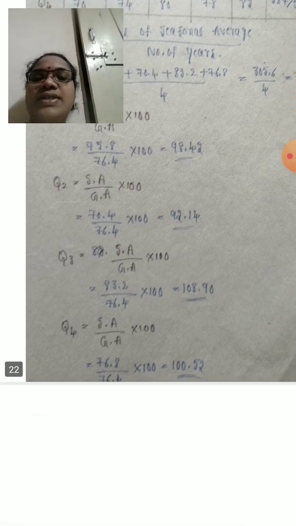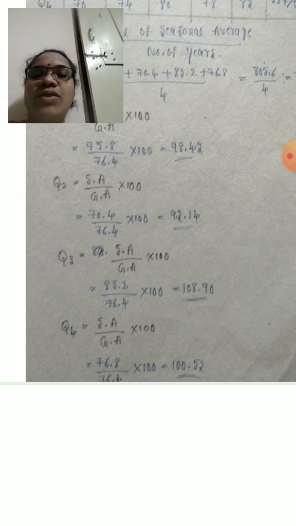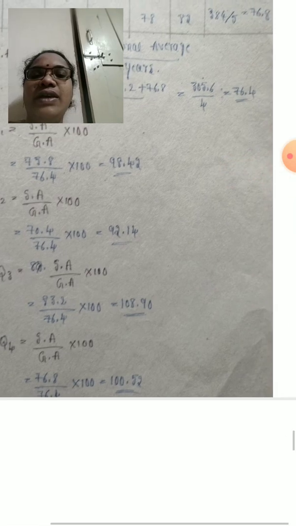Next, Q3 is seasonal average by gross average into 100. Seasonal average 83.2 by 76.4 into 100, that is 108.90. Q4 equals seasonal average by gross average into 100: 76.8 by 76.4 into 100, that is 100.52.